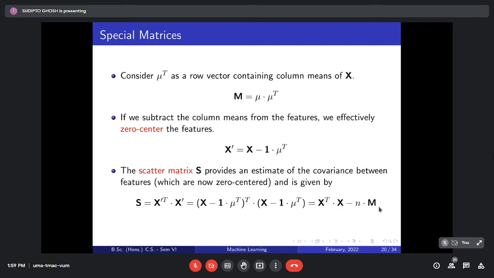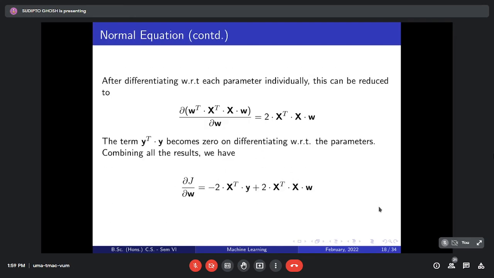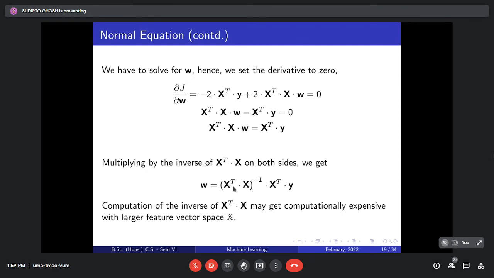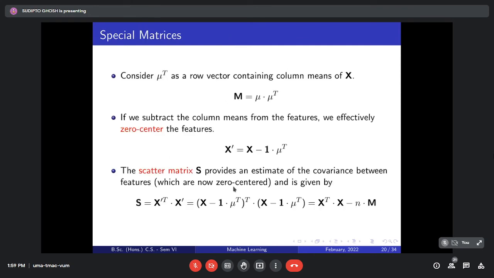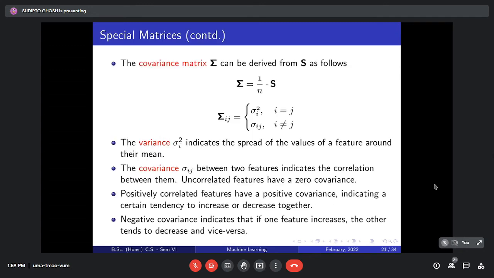So you can see this X transpose X term, which was right there in our normal equation, X transpose X, that can also be represented as S plus NM. So that is where the X transpose X will come in.